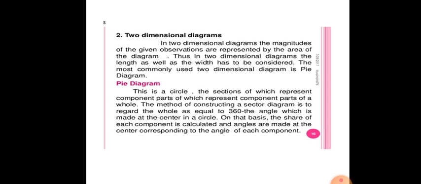These two-dimensional diagrams include the rectangle diagram, square diagram, circle diagram, and the pie diagram. So these are the four diagrams included in the two-dimensional diagrams.